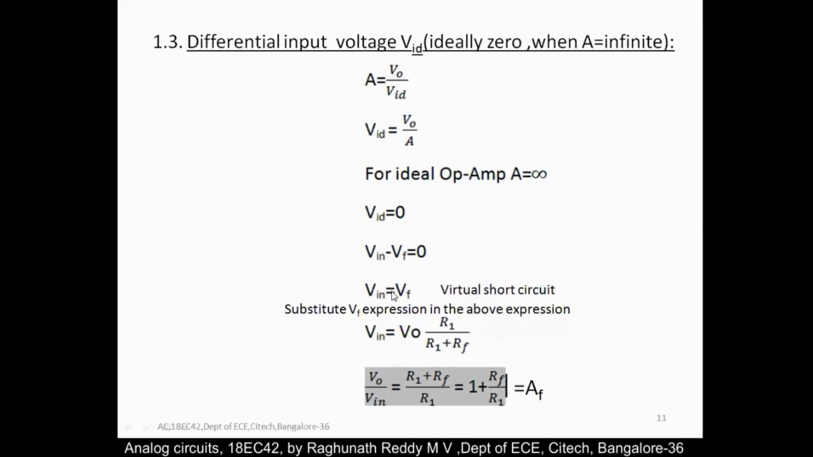It means that input voltage Vin is applied to the non-inverting input terminal, but it becomes equal to the feedback voltage without any physical connection. Hence, it is called a virtual short circuit, or we can say that non-inverting terminal voltage equal to inverting input terminal voltage without any physical connection is called a virtual short circuit. Substitute the VF expression in this one. Vin equal to V naught into R1 divided by R1 plus Rf. Simplify, and we get this expression. This is called the closed loop voltage gain of the non-inverting amplifier when A is infinite.